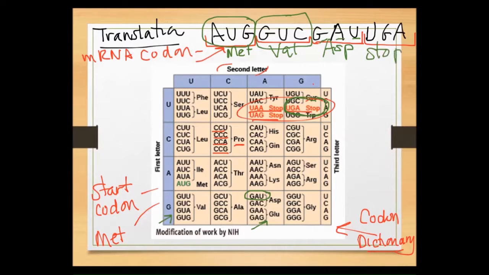And so the process is going to stop. In this particular example, we have 3 amino acids, MET, VAL, ASP. We're going to link these 3 together with a peptide bond, thereby making our protein. This is how we're going to use this codon dictionary to look up messenger RNA codons to determine which amino acid is going to be present.